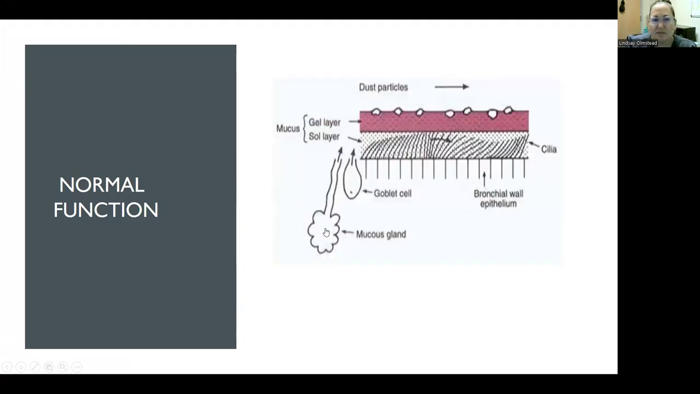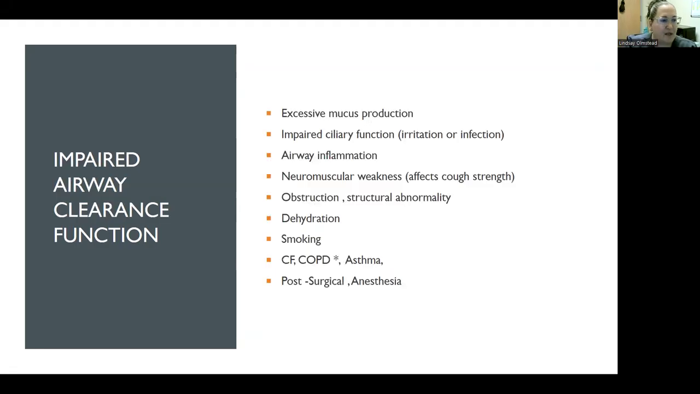This is just a little picture of what that would look like. So you have your cilia, you have that mucus layer, which with certain conditions is thickened and it's harder to move up, and the particles stay there and you have that airway obstruction. So that's just a little diagram to help you visualize that.